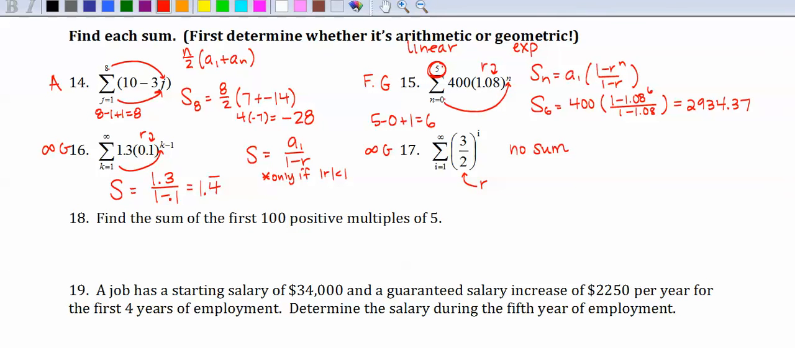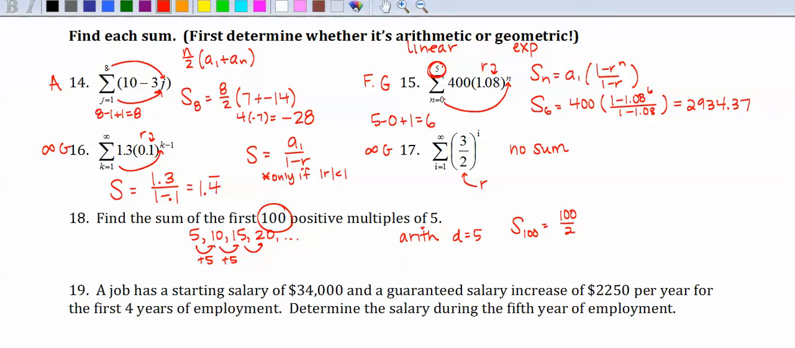Okay, 18, just to set up the problem, we're finding the sum of the first 100 positive multiples of 5. Think through your multiples of 5. 5, 10, 15, 20, etc. What kind of pattern are you looking at? Looks like each time we are adding 5. So this is an arithmetic sequence. Your difference is 5. We need to know 3 things. How many terms? There would obviously be 100 terms.